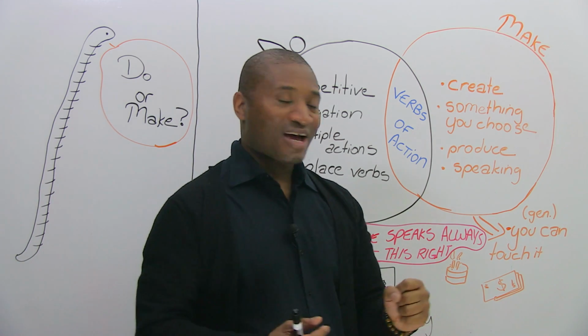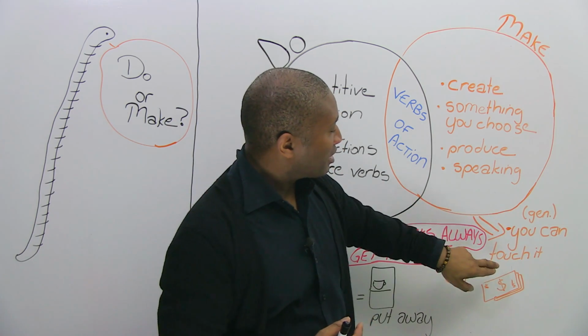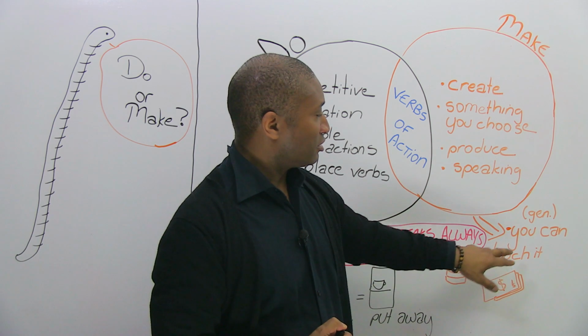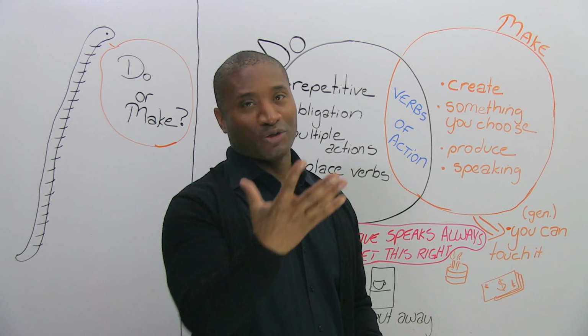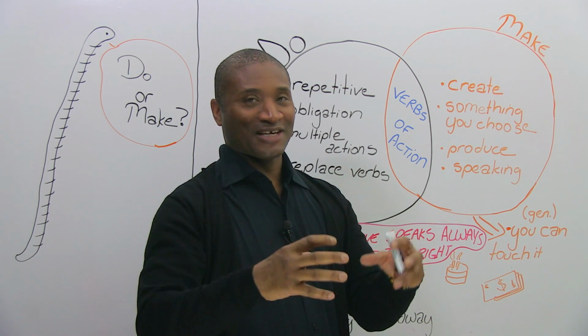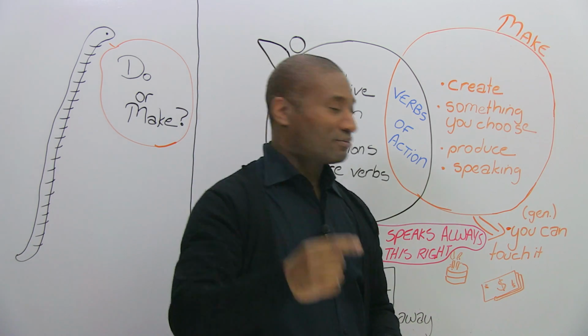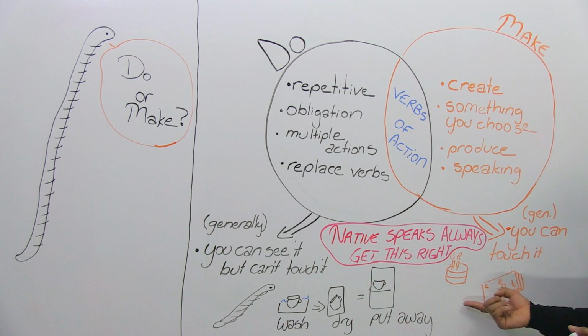Cool? All right. And that's different from just seeing the actions from do. Generally speaking, when you make something, you can touch it. I have to say generally because when I'm speaking, like making a speech now, you can't touch my words. But you can catch the sound, right? That's how we record things. So when we look over here, you can touch it. You make a cake. Birthday cake, you make one. You don't do it. You make money.